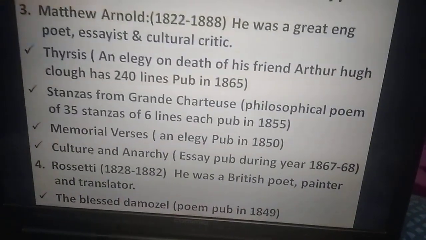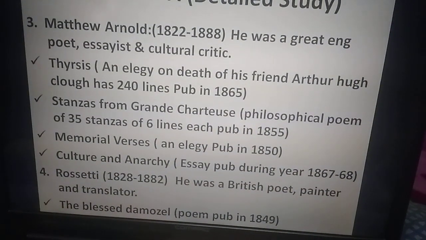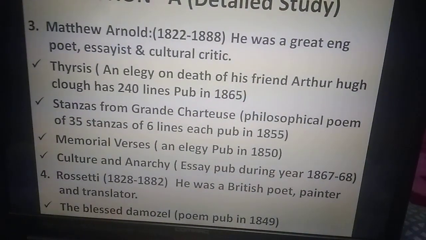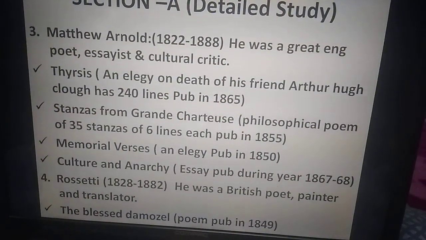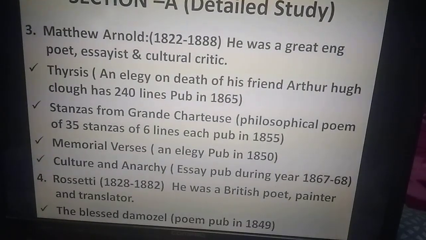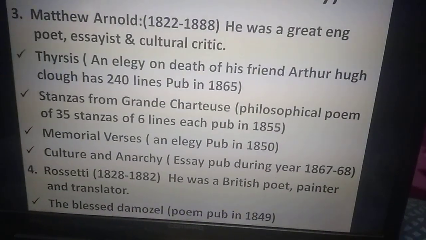Then we move on to the next author, Rossetti. He was born in 1828 and died in 1882. He was a British poet, painter, and translator. We have a single work of his in our syllabus, The Blessed Damozel. It is a poem which was published in 1849.